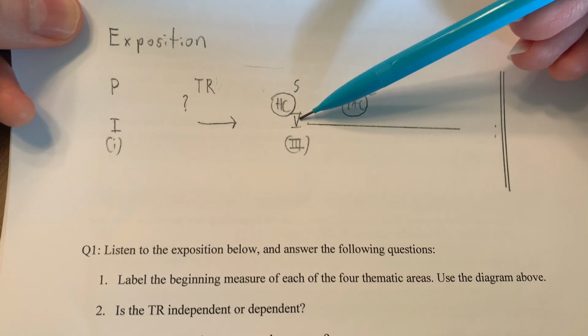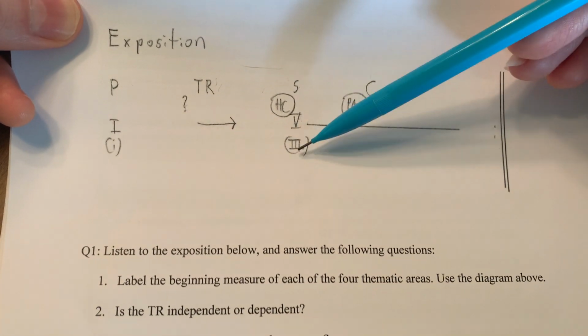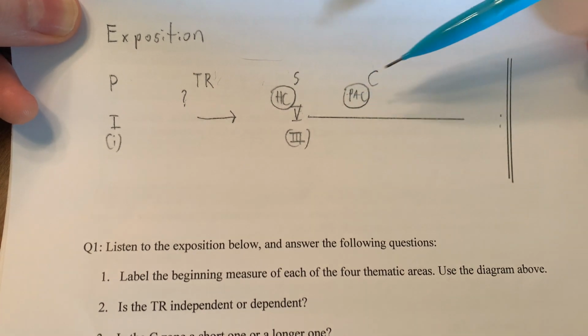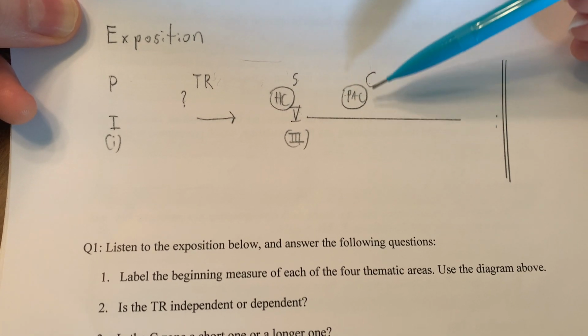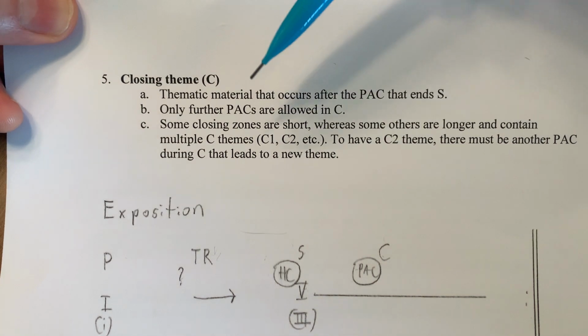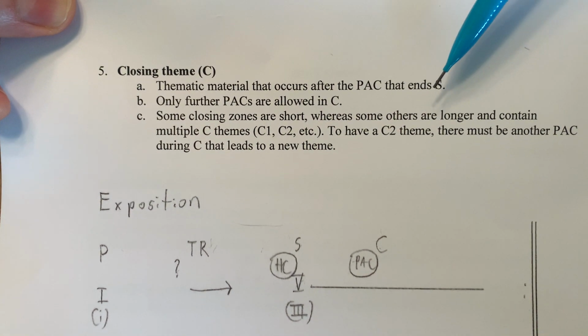But the S theme will be in the key of the dominant, or 3 if it's a minor key, and it's going to end with a PAC. After that, you enter the closing zone. All right, so what happens in the closing zone? This is the material that occurs after the PAC that ends S.